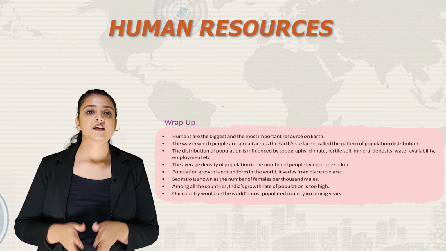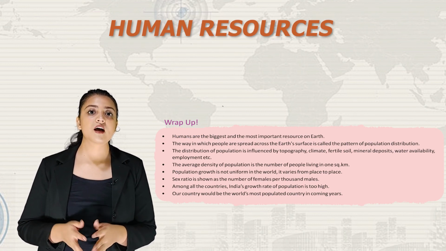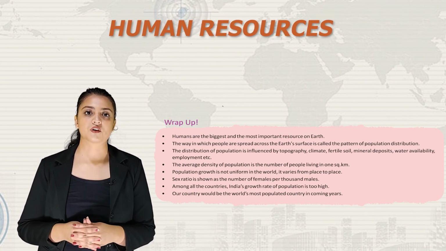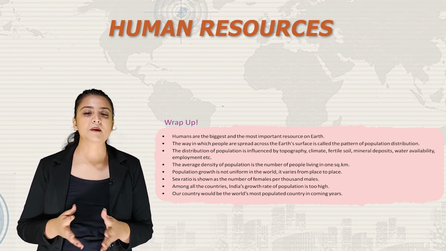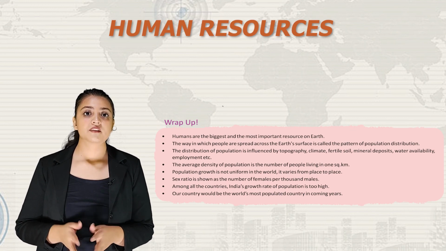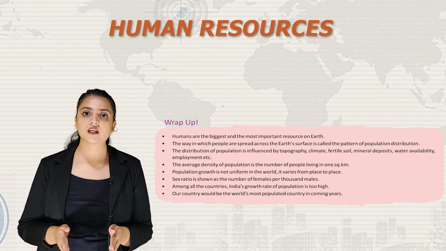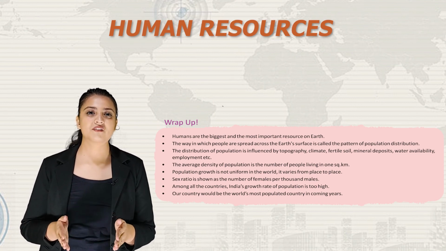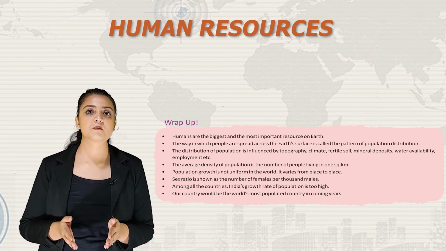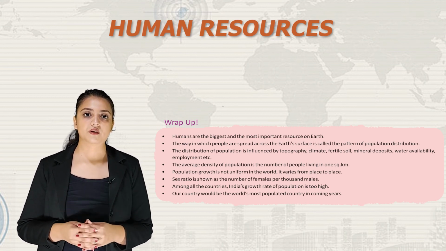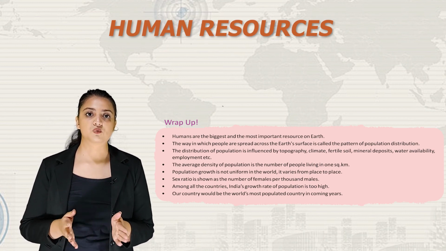Now, students, let's wrap up the session and see what we have learned so far. Humans are the biggest and the most important resource on earth. The way in which people are spread across the earth's surface is called the pattern of population distribution. The distribution of population is influenced by topography, climate, fertile soil, mineral deposits, water availability, employment, etc. The average density of population is the number of people living in 1 square kilometer. Population growth is not uniform in the world. It varies from place to place.